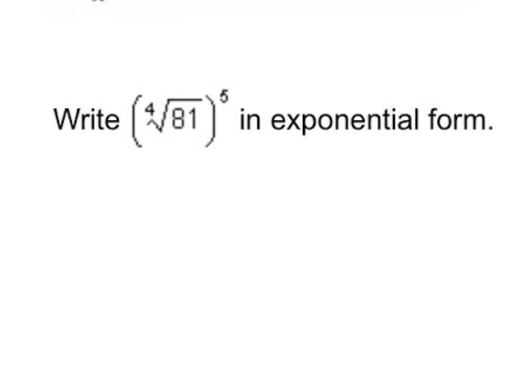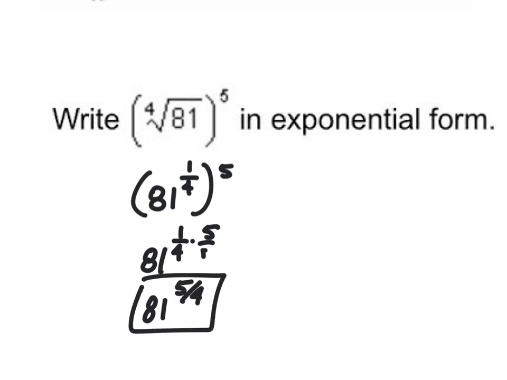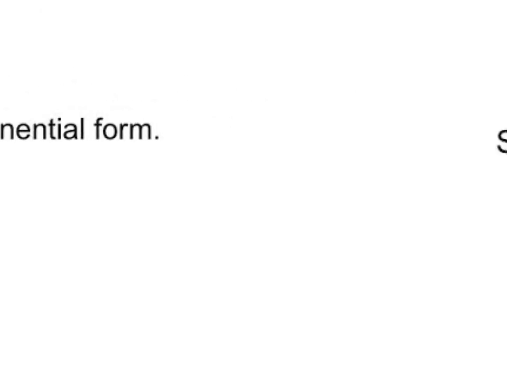All right, let's take a look at a couple of other questions here. Let's rewrite this back in exponential form. What I have here is the fourth root of 81, raised to the 5th power. So I'm going to rewrite 81 to the 1/4 power, and then I'm raising all of that to the 5th power. And what I know is that when I have a power raised to a power, I can multiply these two. And so I end up getting 81 raised to the 1/4 times 5/1 power. If I multiply those across, I'm just going to get 81 to the 5/4 power, and that's it. I just rewrote that in exponential form.